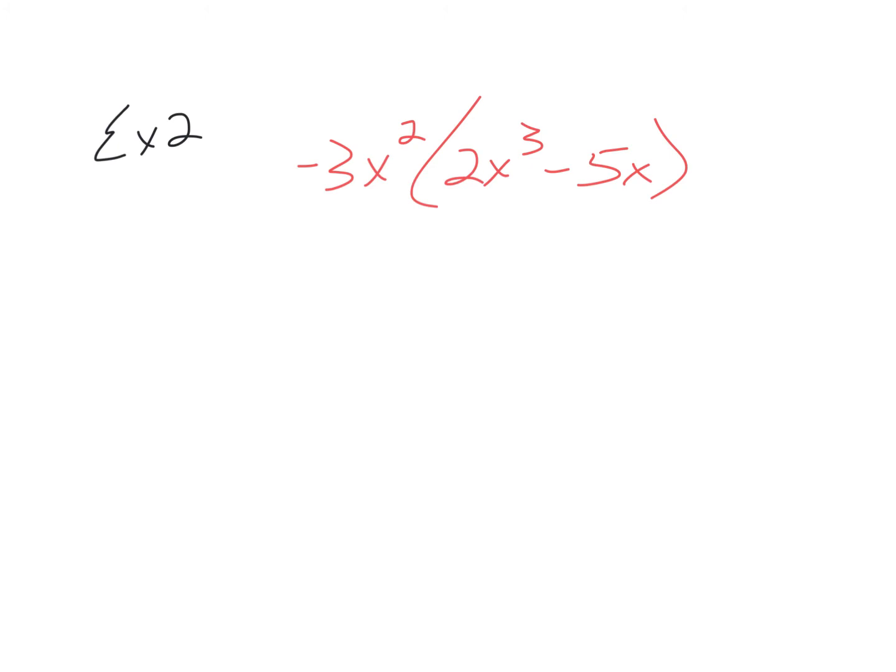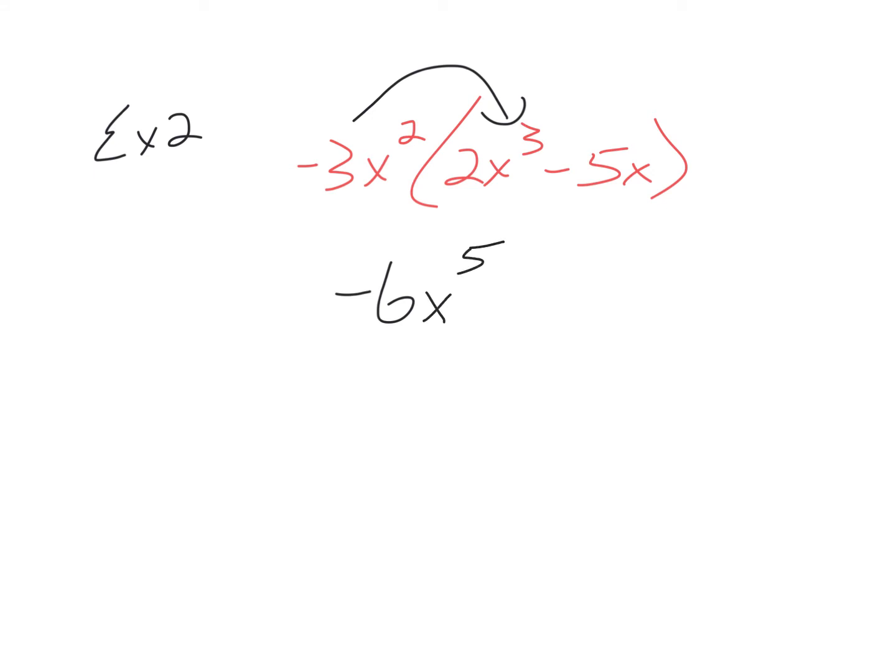All right, example 2. Very similar, just a little bit more challenging, where we have a negative on the outside: negative 3x squared times 2x cubed minus 5x. So we're going to distribute this first term to both of these terms in here. Negative 3 times a positive 2x cubed. Again, negative 3 times 2, we just start with the coefficients. That's a negative 6. And then we multiply an x squared times an x cubed. We add 2 and 3, it's 5. So that's going to be negative 6x to the 5th.